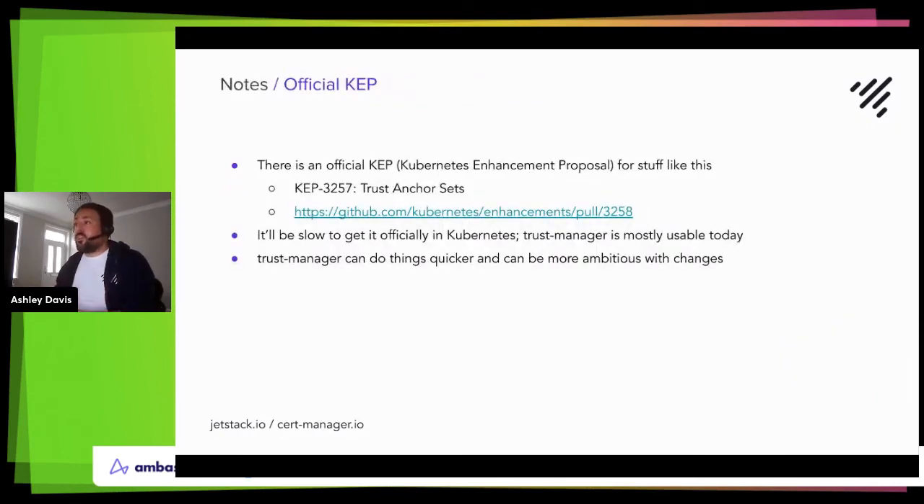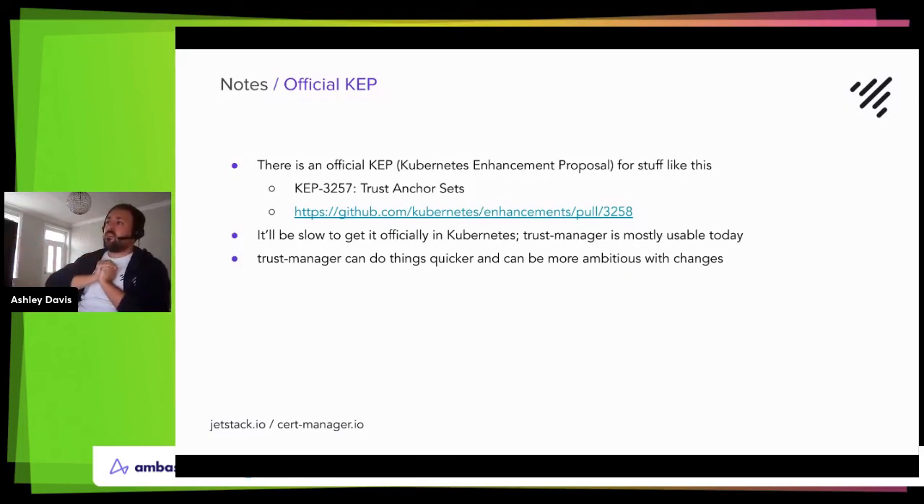And actually, we're not the only ones that think this in the cert-manager project, right? Kubernetes actually have been looking at this as well. There's an official Kubernetes enhancement proposal for exactly this. They call it a trust anchor set, same as a trust bundle. It's the same thing. And that is in progress and will take a while to do because they're trying to solve the problem upstream in upstream Kubernetes, right?